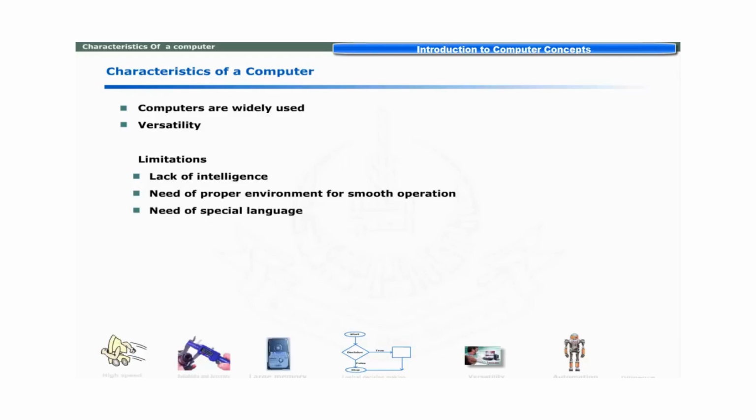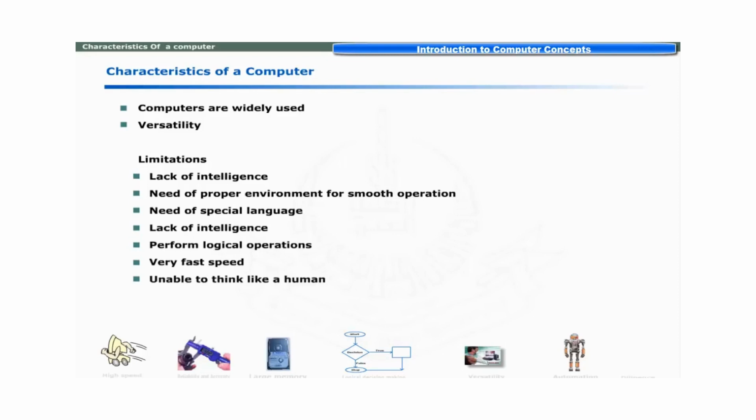The first limitation of computer is its lack of intelligence. Although a computer can perform logical operations at a very fast speed, it is unable to think like a human. Presently, computers cannot tell the fragrance of a flower or have no aesthetic sense.